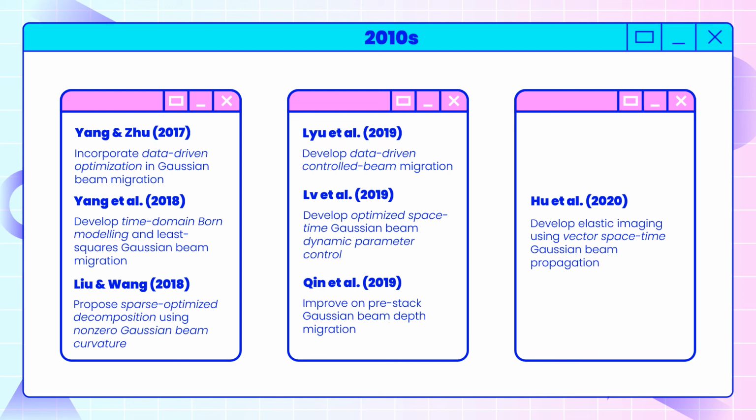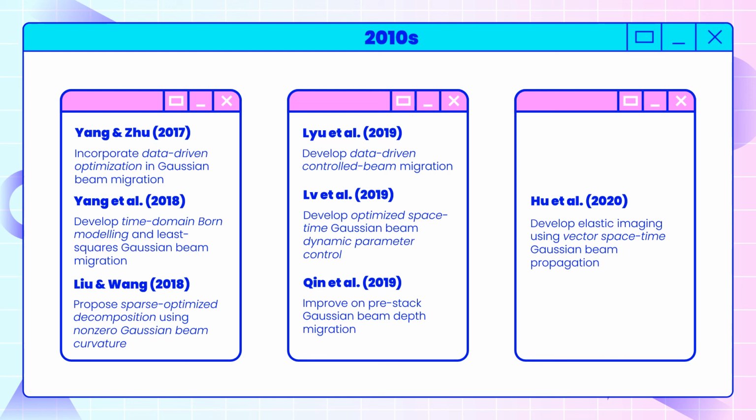Liu et al. in 2019 developed an optimized space-time Gaussian beam approach with dynamic parameter control for seismic depth imaging. Ching et al. in 2019 improved on pre-stack Gaussian beam depth migration by directly calculating the local plane wave decomposition and wave field continuation starting from rugged topography.